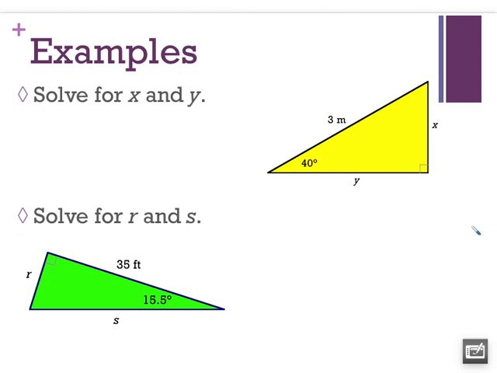Which one do you want to do first, R or S? R, okay. What equation do I set up to solve for R? From the 15.5 degree angle, is R opposite, adjacent, or hypotenuse? Opposite. And we know the 35 is the adjacent or the hypotenuse? Adjacent. What function uses opposite and adjacent? Tangent.